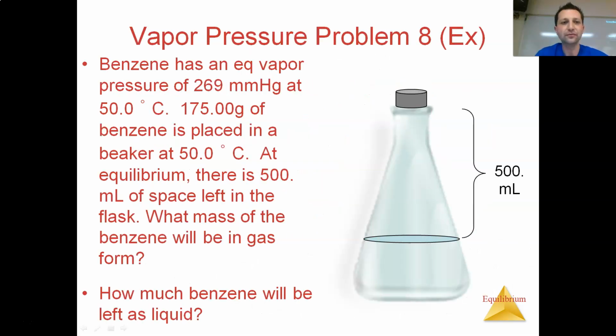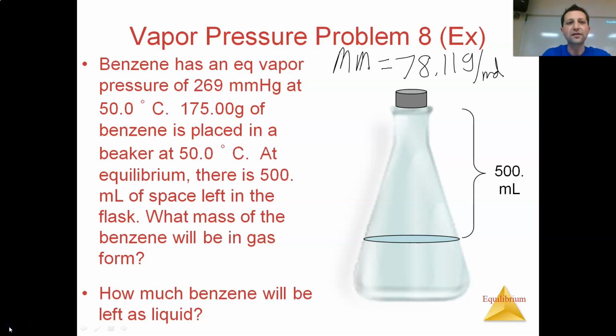Okay? Okay, 2 to go. Okay, for this one, it says benzene has an equilibrium vapor pressure of 269 millimeters of mercury at 50 Celsius. 175 grams of benzene is placed in a beaker or a flask at 50 Celsius. At equilibrium, there's 500 milliliters of space left, so we're at equilibrium, so it's saturated. You can see that. We have our liquid state down here, and then some gas particles in here. What mass of the benzene will be in gas form?